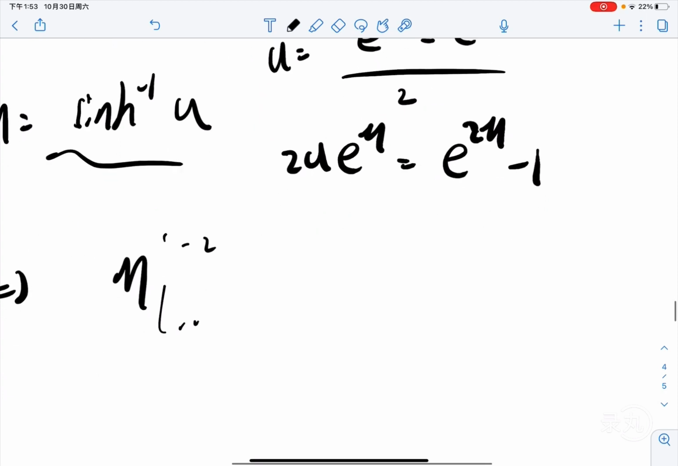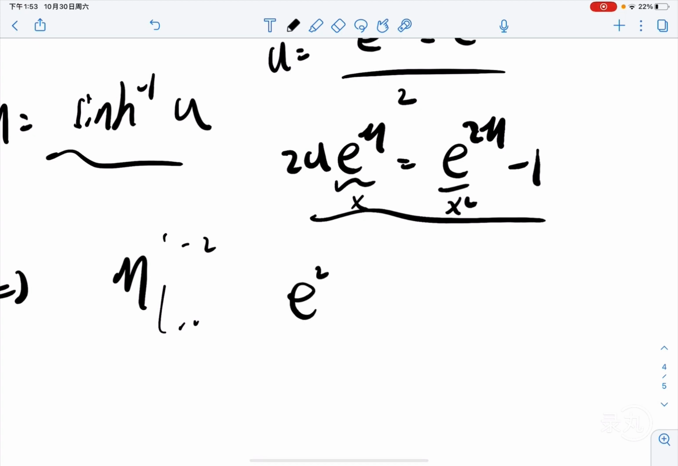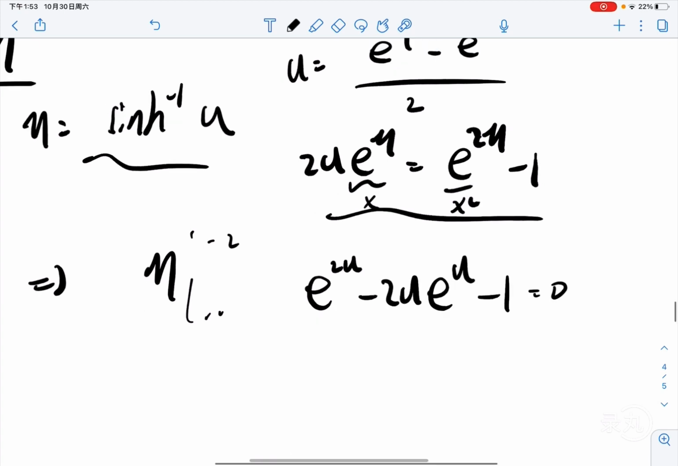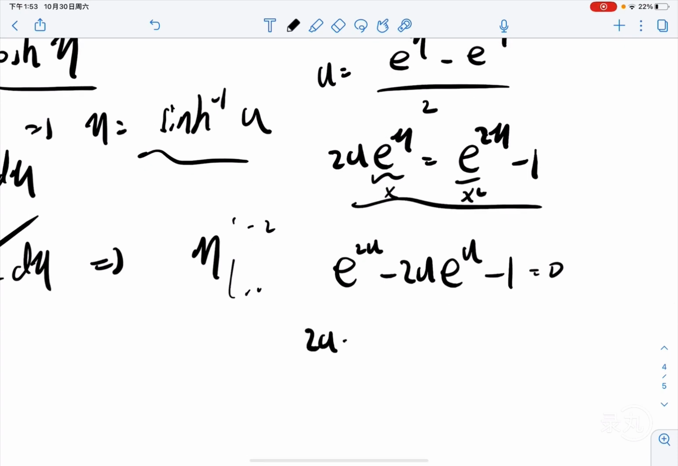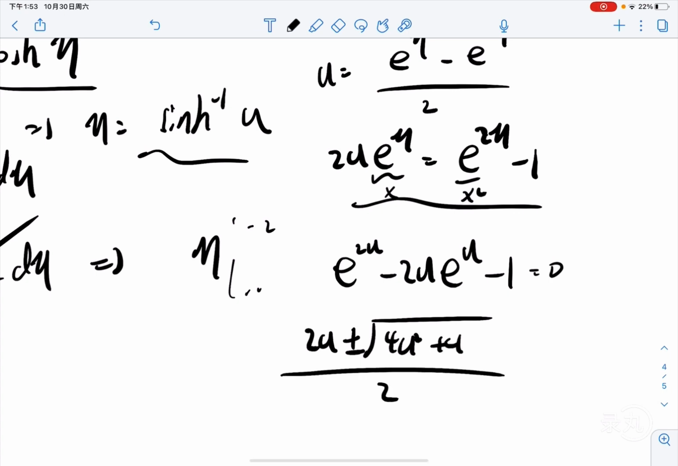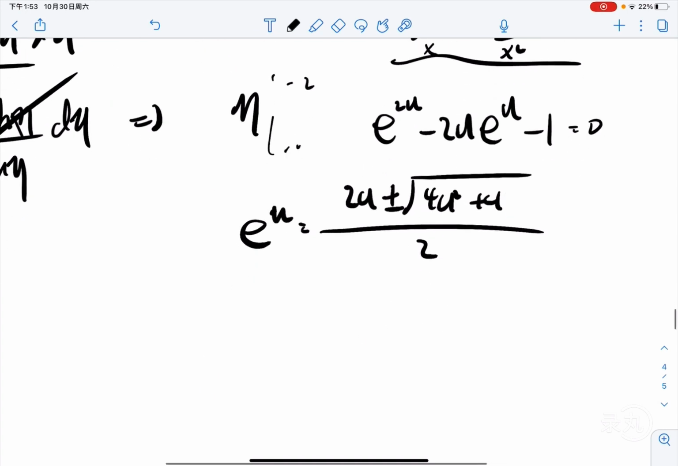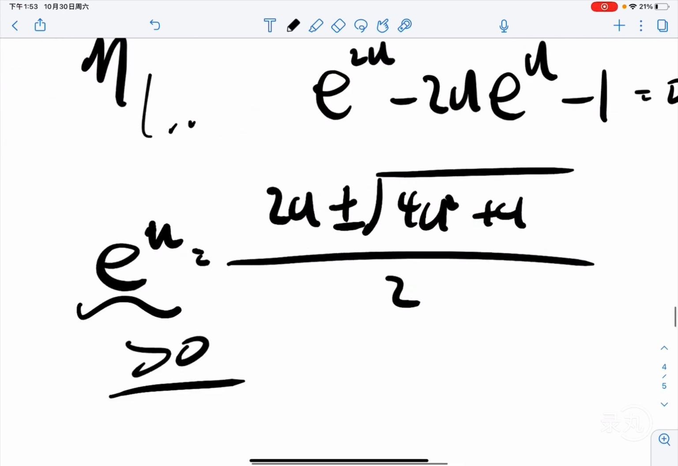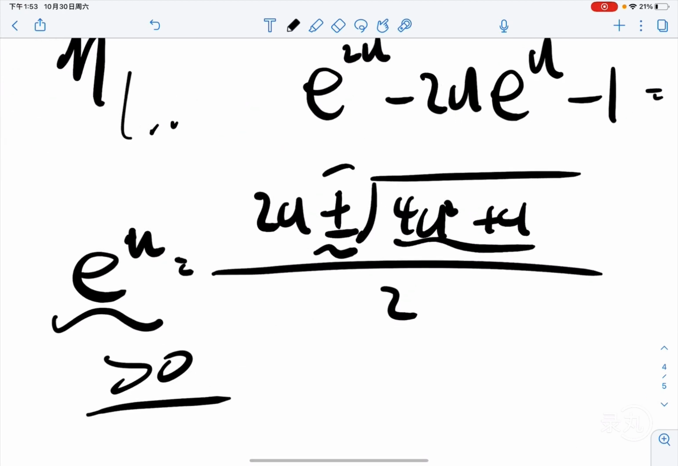So basically, this is a quadratic equation, and we can treat e^eta as x, and this one x squared. So now we have that e^(2 eta) minus 2u e^eta minus 1 is equal to 0. So e^eta is equal to 2u plus or minus the square root of 4u squared plus 4, divided by 2. Because this term is always greater than 0, we can't have the negative, because this term is greater than this term. So now we only keep the plus sign over here.